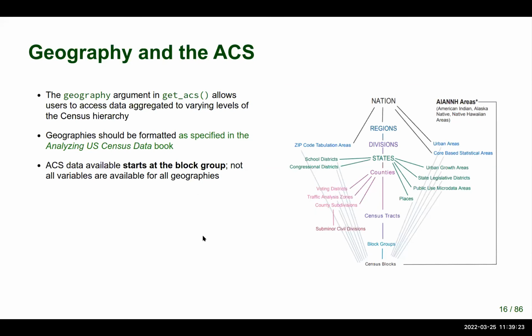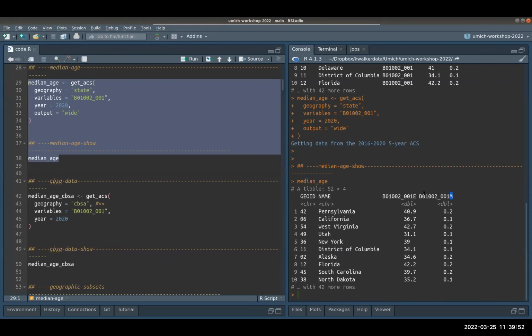So let's talk a little bit about geography, and let's talk a little bit about variables in the ACS as we get more comfortable working with this information. So we use the geography argument in getACS to access data that's aggregated to varying levels of the census hierarchy. And if you follow the link here and you look at chapter 2 of the Analyzing US Census Data book, and so, Eric, I noticed you just asked, is it possible to pull MOEs in wide form? That's exactly what we just did. So you see here, the columns that have a suffix with M, that's your margin of error.